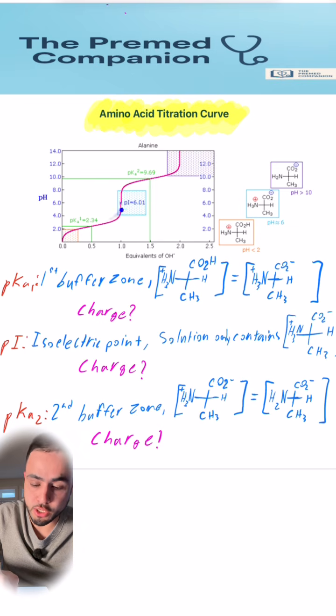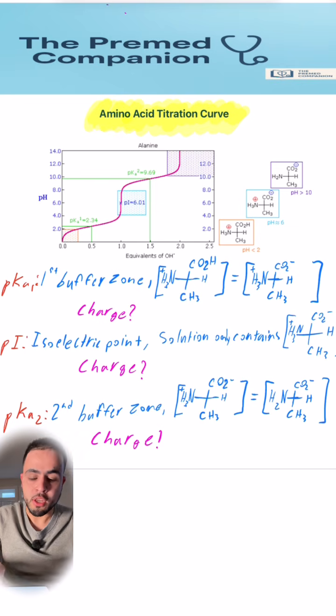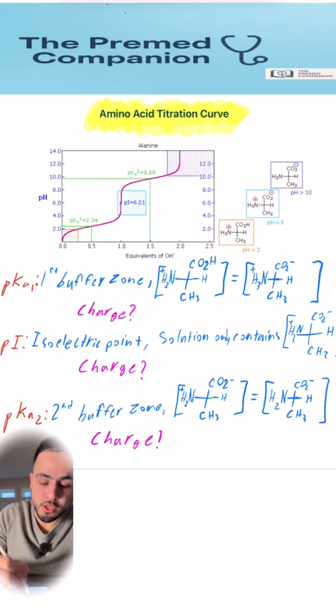Here we're going to be discussing the titration curve of the amino acid alanine. Notice at a pH of less than 2, so like from 0 to about 2, it exists in this form where both the amino group and the carboxylic acid group are both protonated. So at a pKa of 1, something starts to happen.